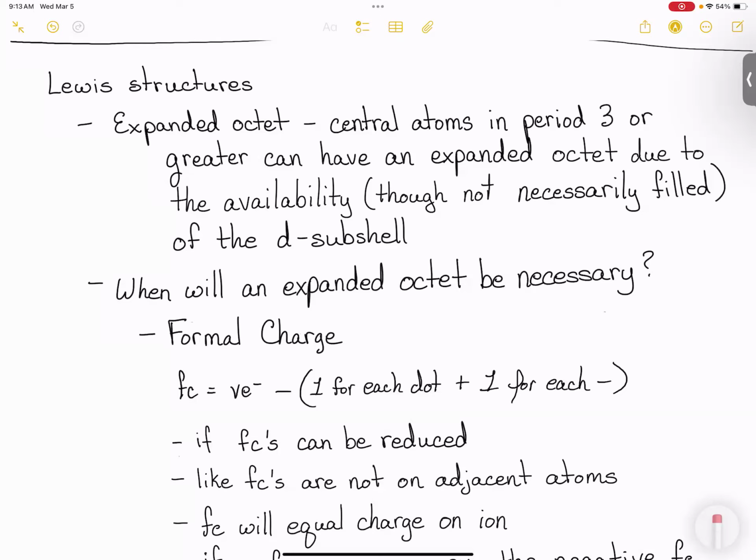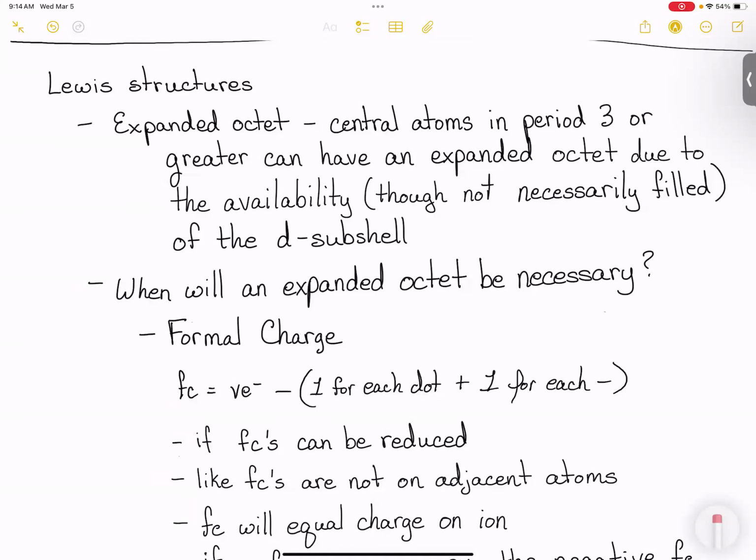The first step is to add up all of your valence electrons. And if the substance is a polyatomic ion, then you also take into account the charge when adding up the total valence electrons.